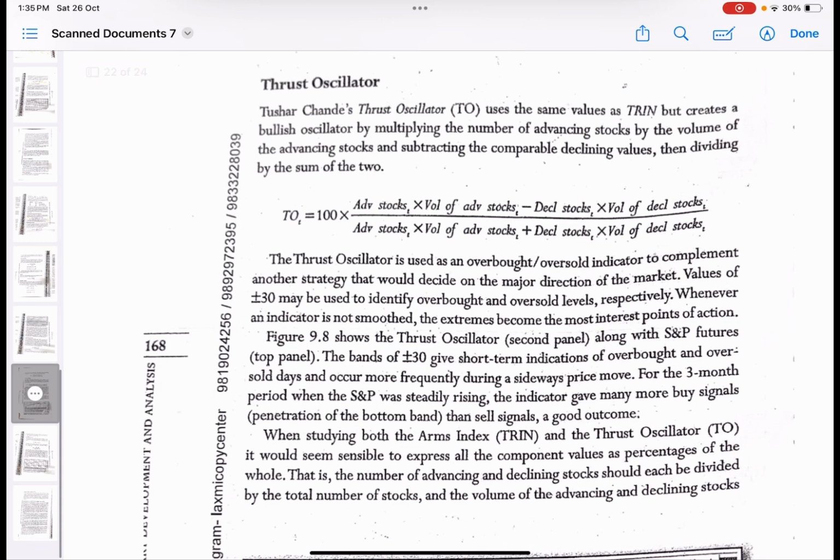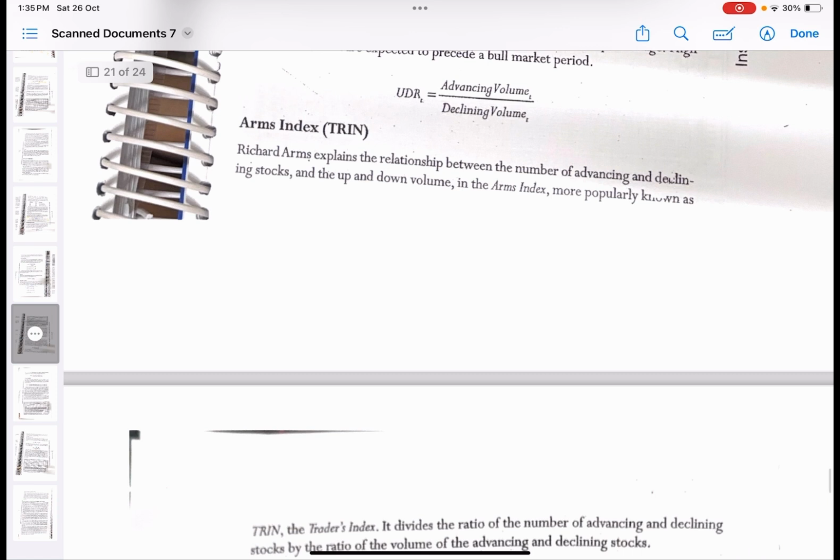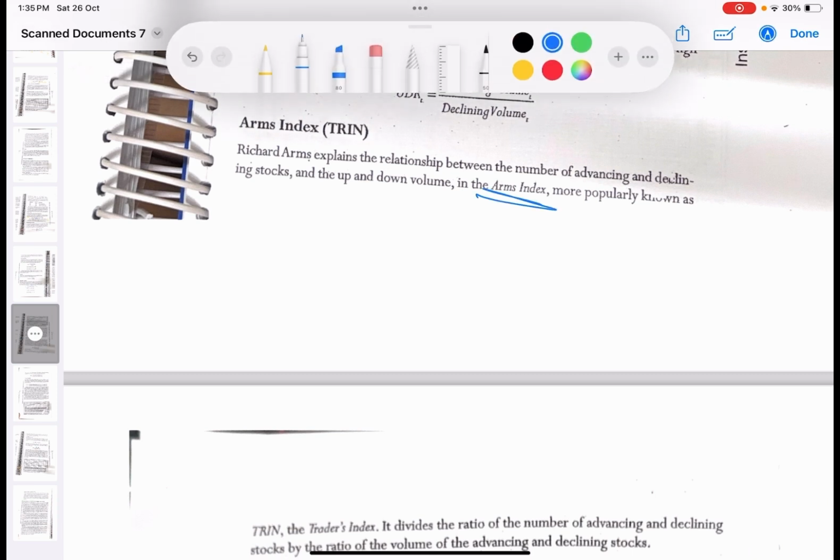Then we have what we now call a thrust oscillator. The thrust oscillator was given by Tushar Chande, and it uses the same values of Trin. Trin is again the traders and arms index. I'll also underline this so you don't forget these names. Traders index.